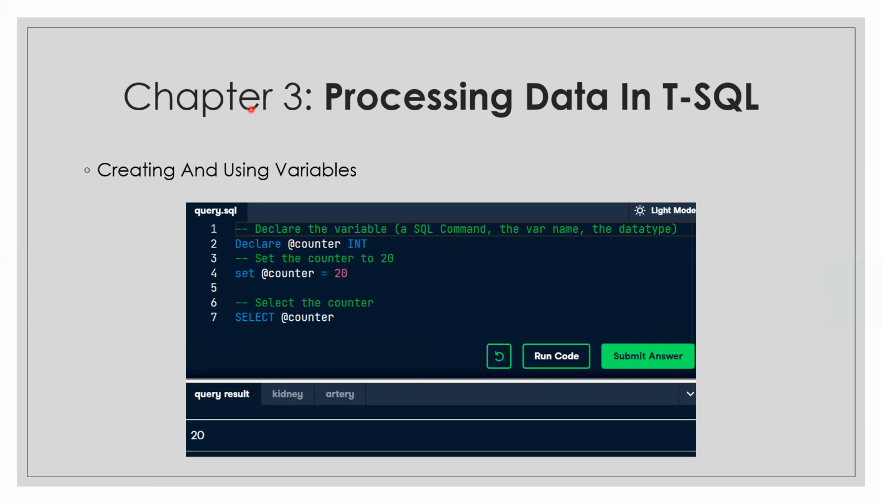So, creating and using variables. Creating variables is very useful in T-SQL. In T-SQL we create variables using the keyword declare, and the first character of the variable must be the at sign. So here, if we want to create a variable, we use the keyword declare, put the at sign at the start of the variable name, and then specify the data type, which in this query is integer.